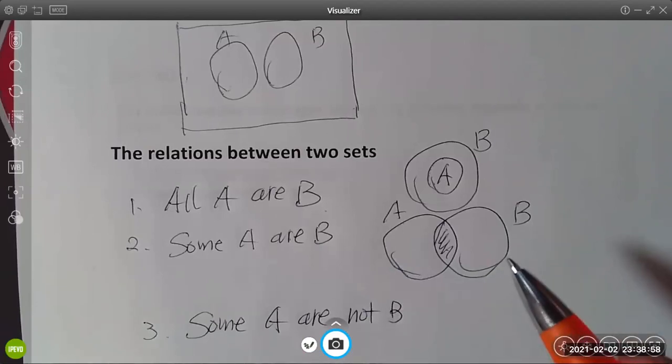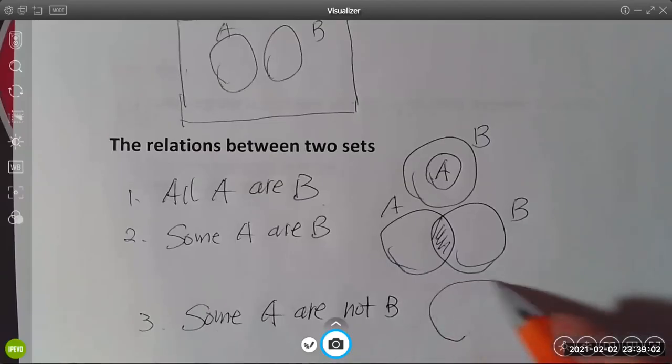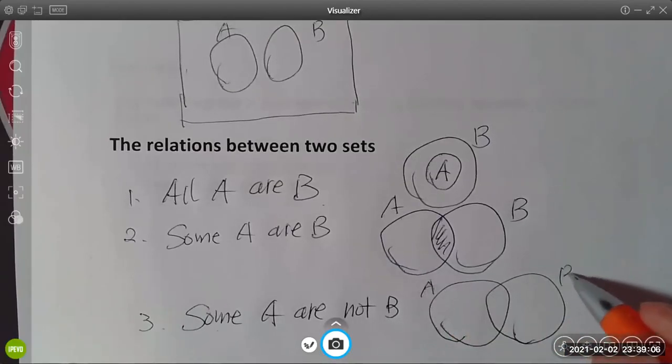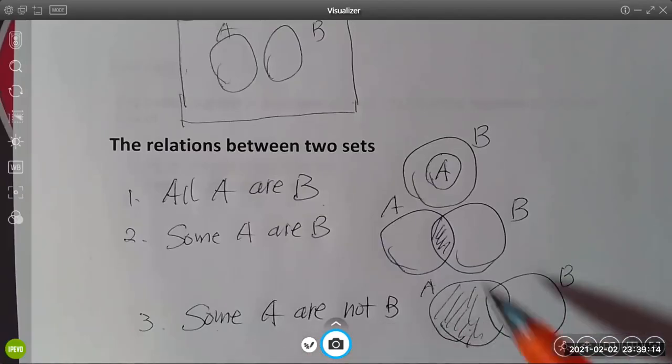Again, whenever they mention "some," it means these two are going to overlap partially. Now this is still A, this is still B. They're talking about this part of A, because this part of A is not part of B, not in B. Some A are not B. Instead of this part, they emphasize this part of A.